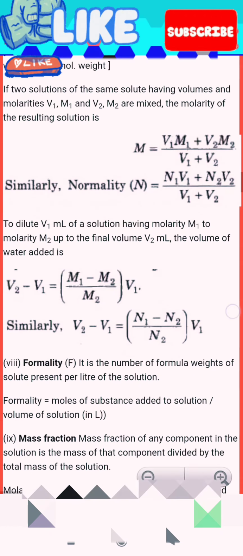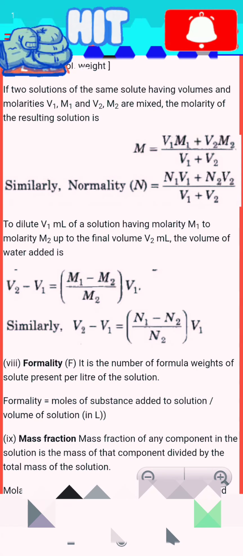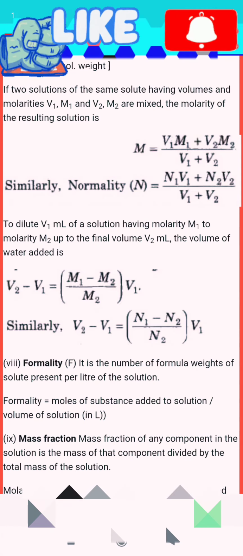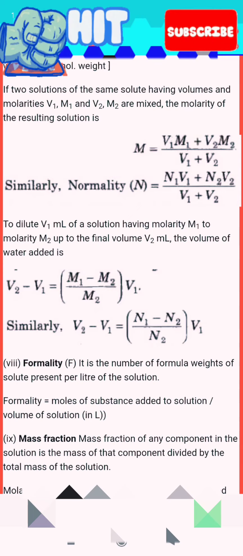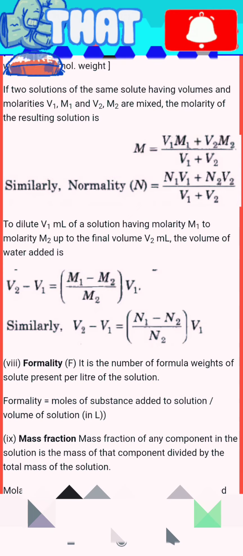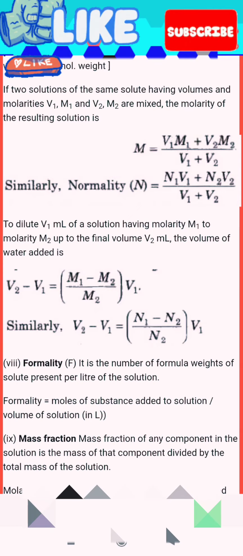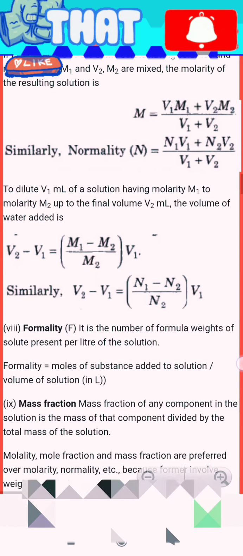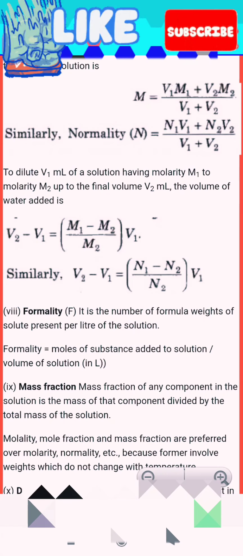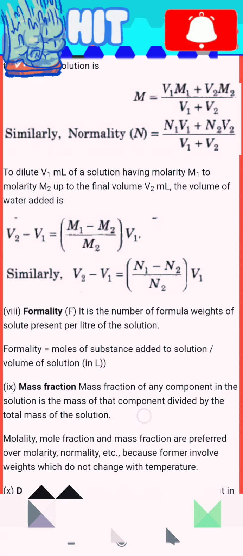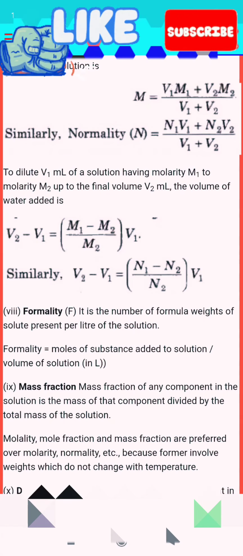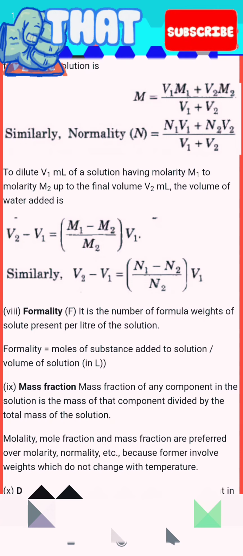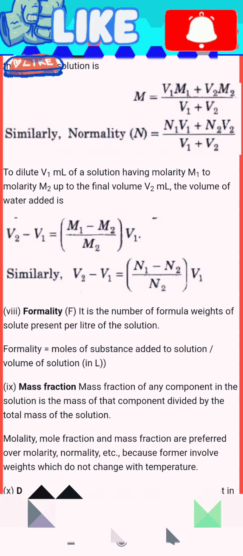Now formality. It is denoted by capital F. The number of formula weights of solute present per liter of the solution is called formality. Formality equals moles of substance added to the solution upon volume of solution in liters. Mass fraction. The mass fraction of any component in the solution is the mass of that component divided by the total mass of the solution.